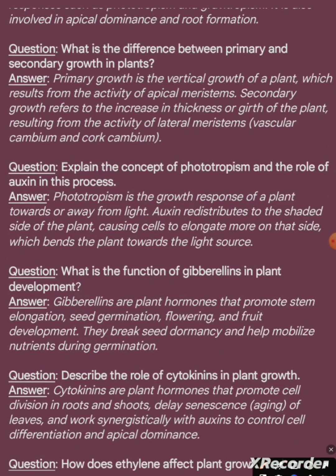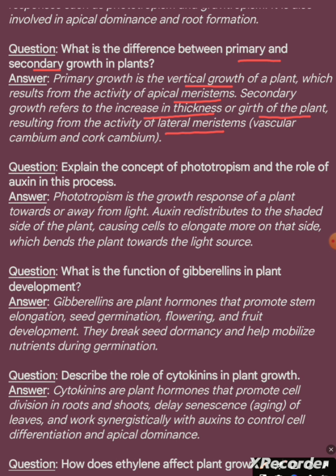Next question. What is the difference between primary and secondary growth in plants? Answer. Primary growth is the vertical growth of a plant, which results from the activity of apical meristems. Secondary growth refers to the increase in thickness or girth of the plant, resulting from the activity of lateral meristems, vascular cambium, and cork cambium.